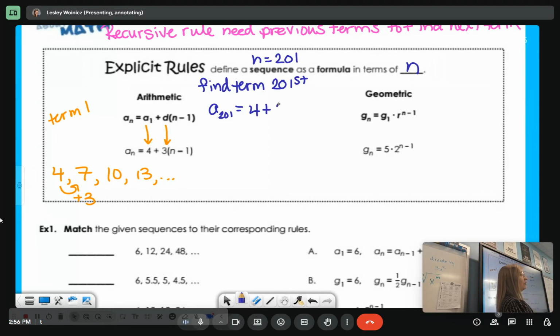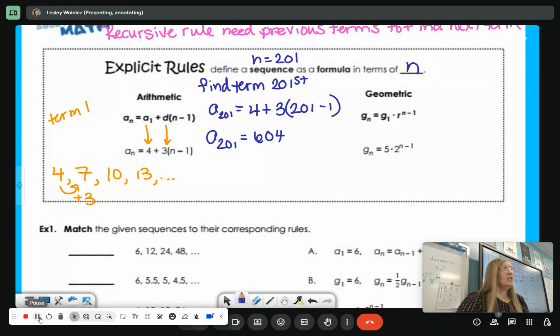Somebody tell me what 201 minus 1 is. Okay, what's 3 times 200? 600, now add 4. 604. So our a sub 201 is 604. And we did that in how many seconds? If I only had to find the second, third, fourth term, this might seem like more work than needed, right? But if I want to find a term that's way out there in the future, this is a pretty massive shortcut. Do you understand what I'm saying?